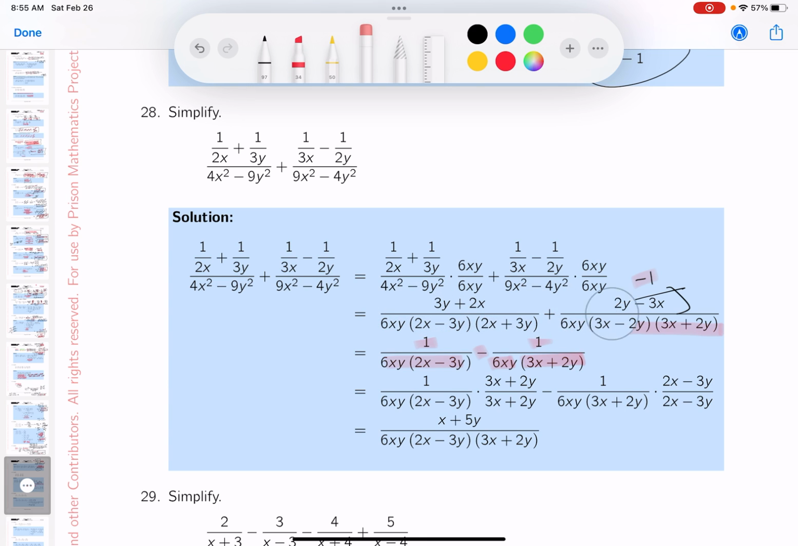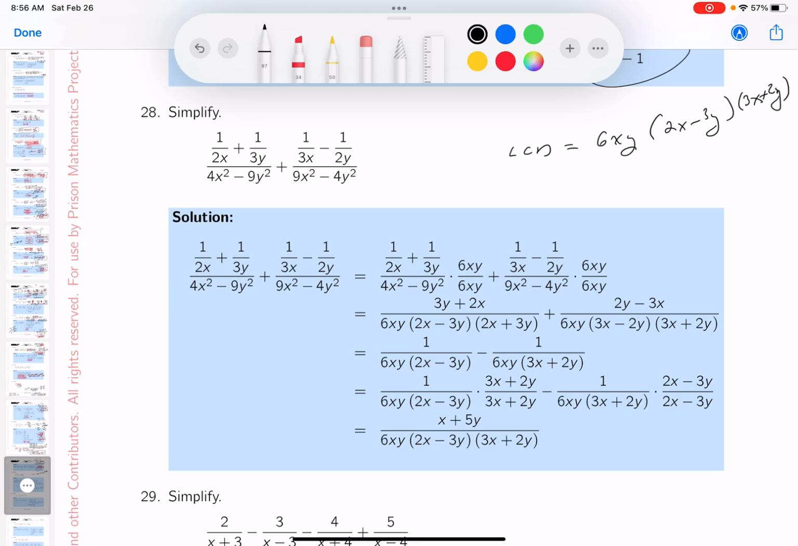Let me erase this over here. I'm here now. What I notice about this is that they both have a factor of 6xy in it, but now they have to be built. Right? And why do they have to be built? They really have a different denominator. But it looks like the LCD here is pretty simple. And what's the LCD going to be? I'll write this down the side for you. The LCD is going to be 6xy, 2x minus 3y, and 3x plus 2y.